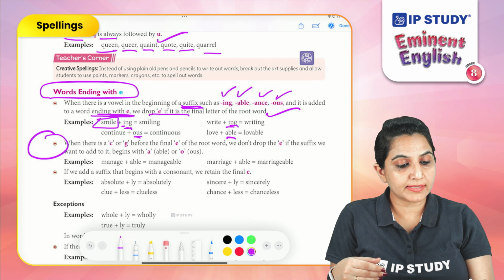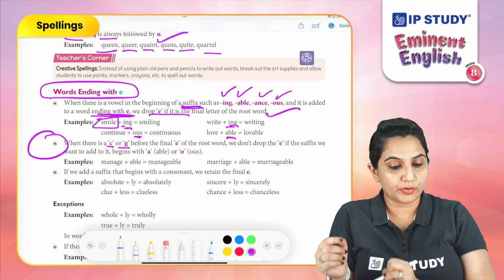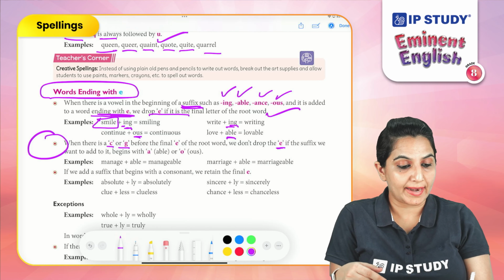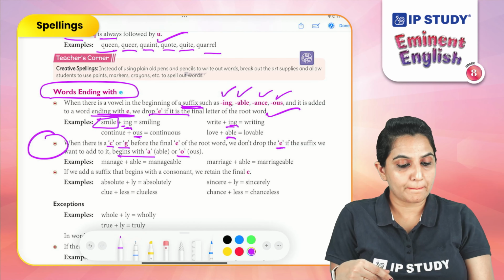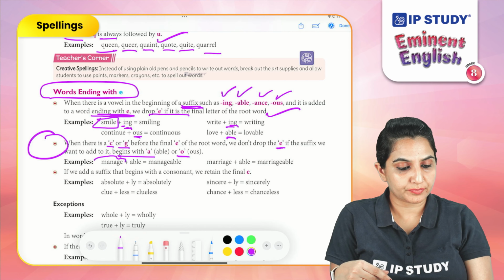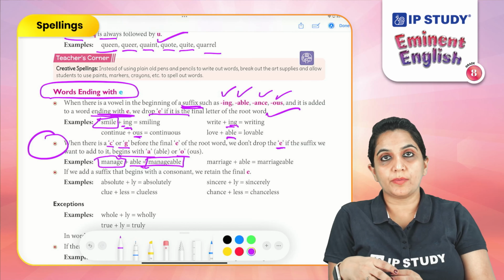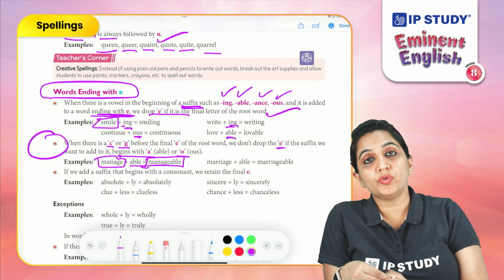When there is a C or G before the final E of the root word, we drop the E if the suffix we want to add begins with A or O, like manage, able. So here we don't drop E. Why? Because of the sound. We always follow the sound.